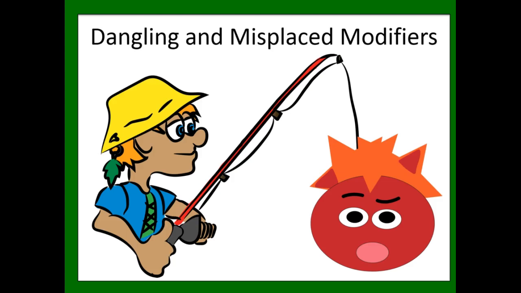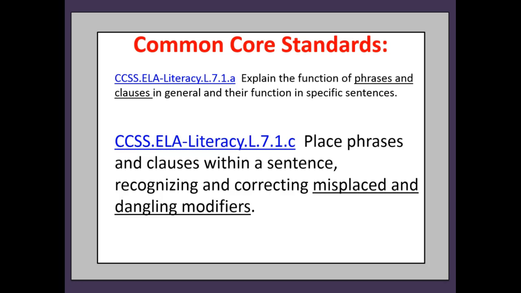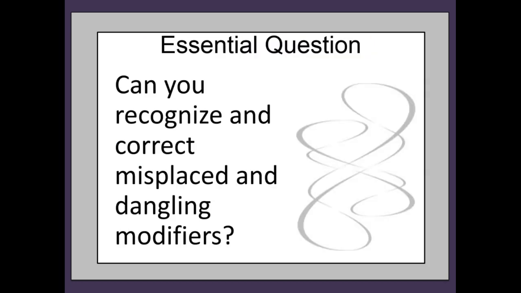So again, we're going to talk about misplaced and dangling modifiers. The standards that are covered in this are your Common Core standards, where you have to be able to identify phrases and clauses within a sentence, and you have to be able to recognize and correct misplaced and dangling modifiers. You will see this information again, so it is important that you understand it, can identify them when seen in a sentence, and make the necessary corrections. The essential question that we're going to cover is, can you recognize and correct misplaced and dangling modifiers? By the time we get done, you should be able to locate them in a sentence and correct them when necessary.